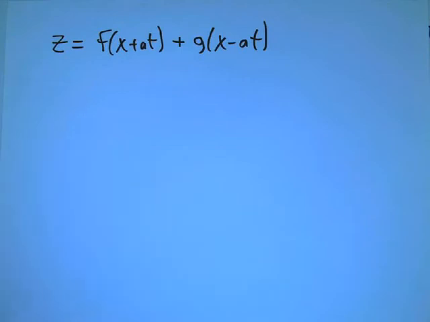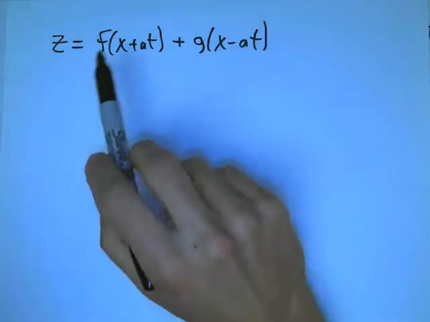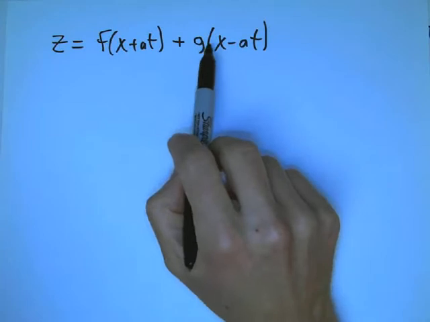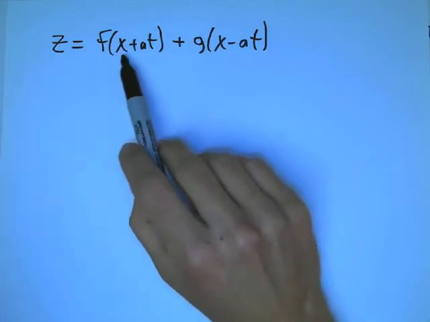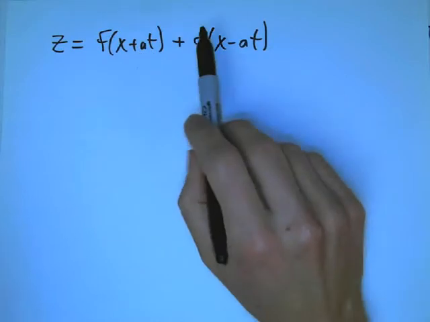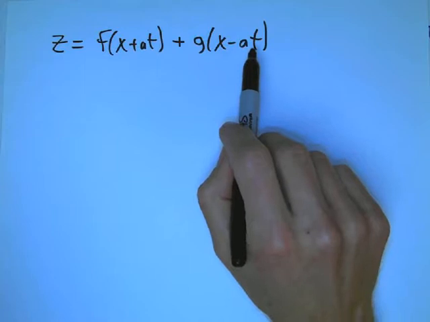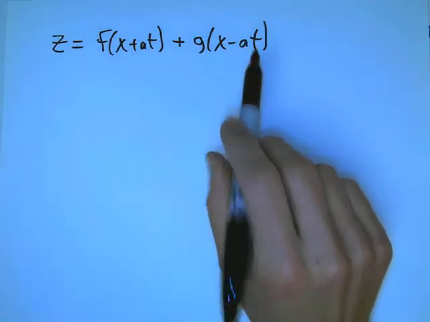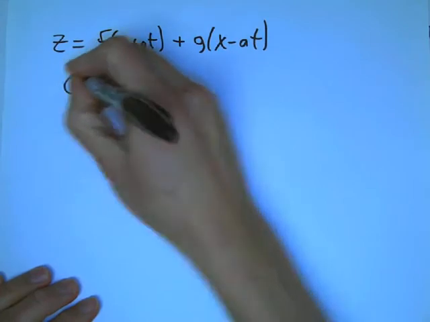I want to show you the derivation more along the lines of what's suggested in the book of problem 49. This is showing that if I have two functions f and g of just one variable, and that's important, that f and g themselves are just functions of one variable, but then I take f of x plus at, where a is a constant, and g of x minus at, and I add them together, that this function has a very special property, and the claim is that it satisfies the wave equation.